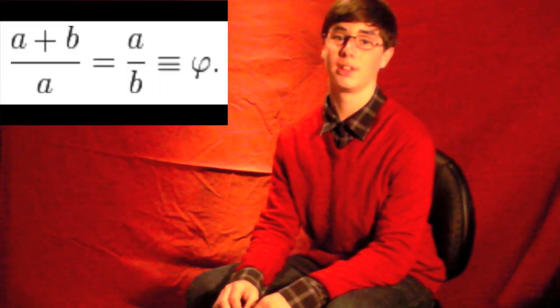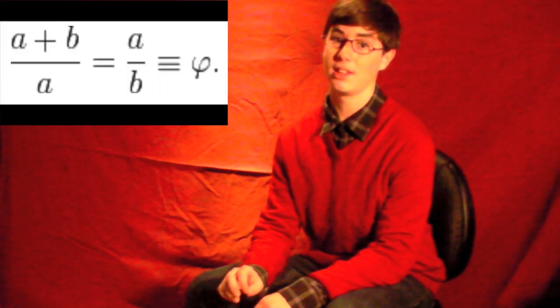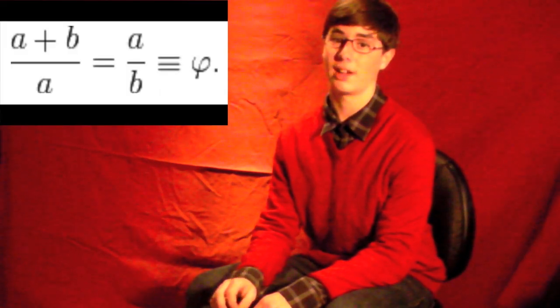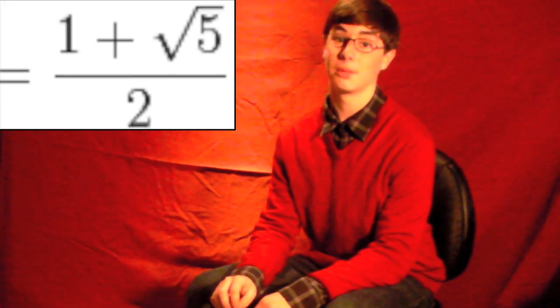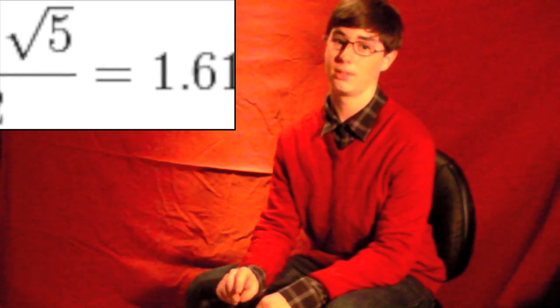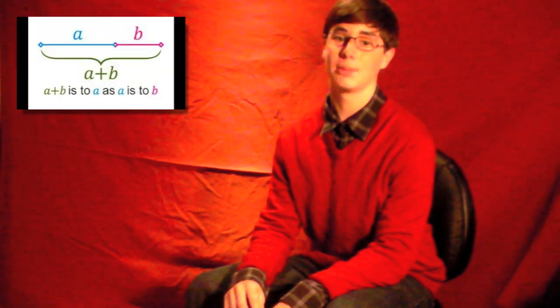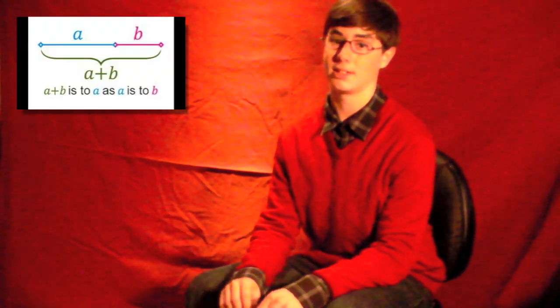1.618033988. It is reached by using the algebraic formula a plus b over a equals a over b equals phi, or the numerical formula phi equals 1 plus square root of 5 over 2, equal to 1.618033988. It can be explained as a plus b is to a and a is to b.